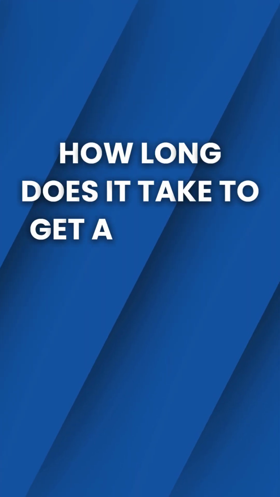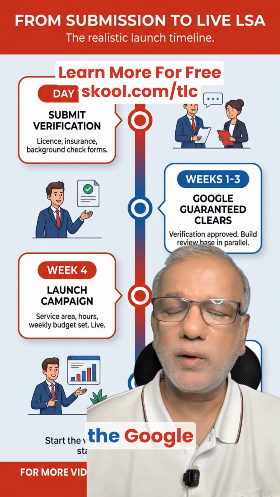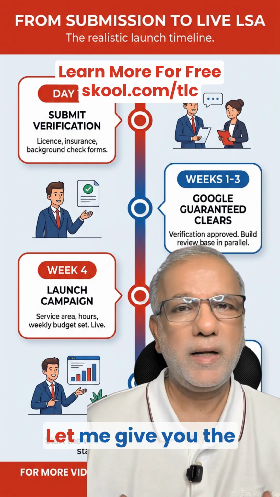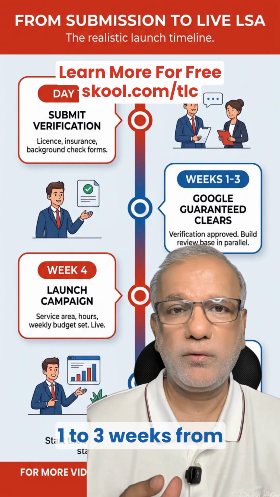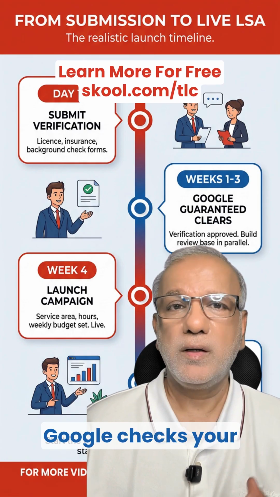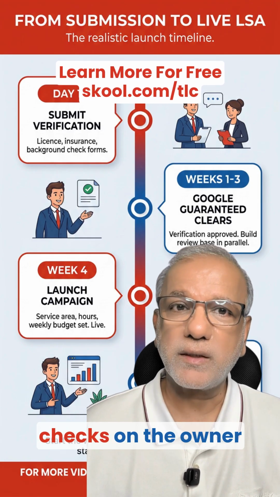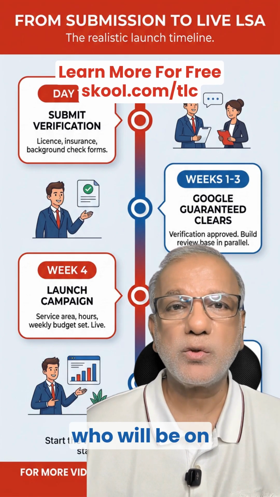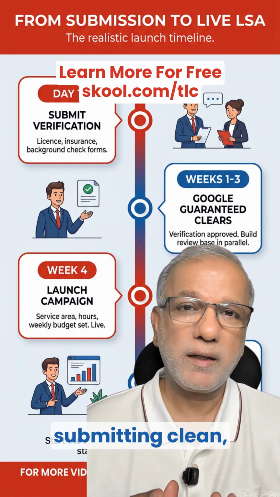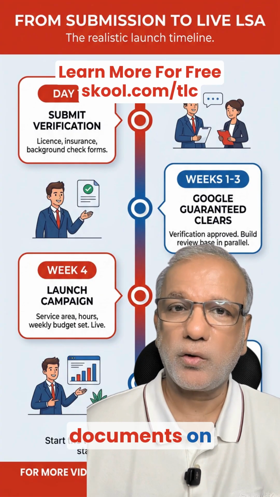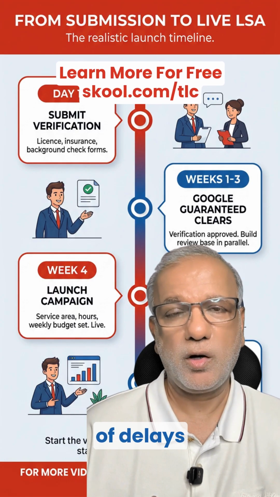How long does it take to get approved for Google local service ads? Wondering how long the Google Guaranteed approval actually takes? Let me give you the realistic timeline. The verification process typically takes around 1 to 3 weeks from submitting your documents. Google checks your business license, your insurance certificate, and runs background checks on the owner and any team members who will be on customer sites. You can shorten the timeline by submitting clean, current, easy-to-read documents on day one. Missing or expired paperwork is the most common cause of delays.